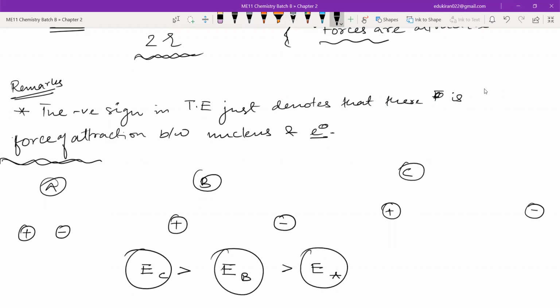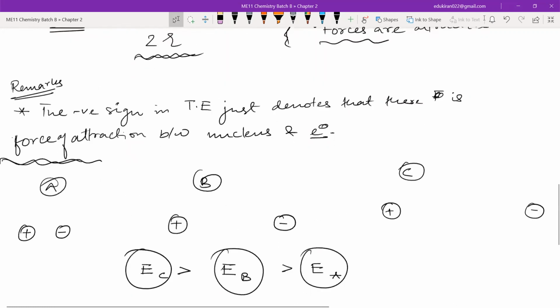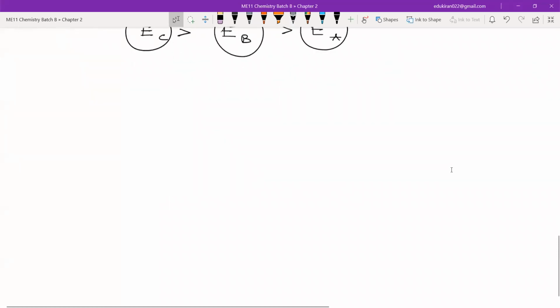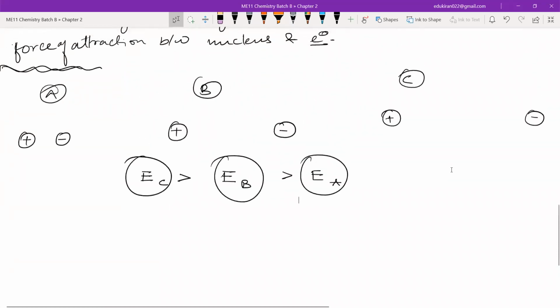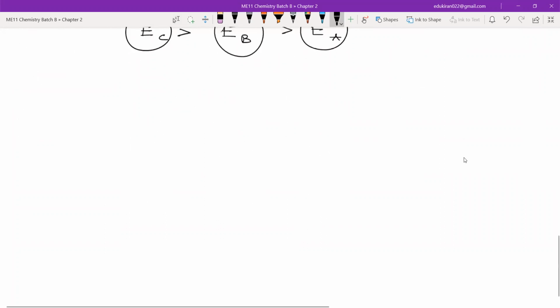As we go away from the nucleus, the attraction is decreasing. That is why the energy is increasing. Got it? Yes, guys? Yes, sir. Okay. Now that means the maximum energy of an electron will be zero. The maximum energy of the electron will be zero because it is somewhere on the number line.